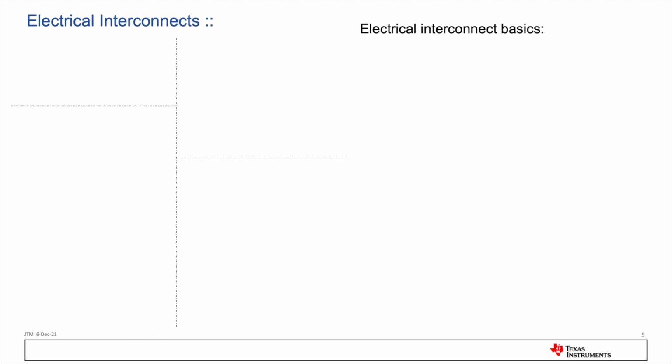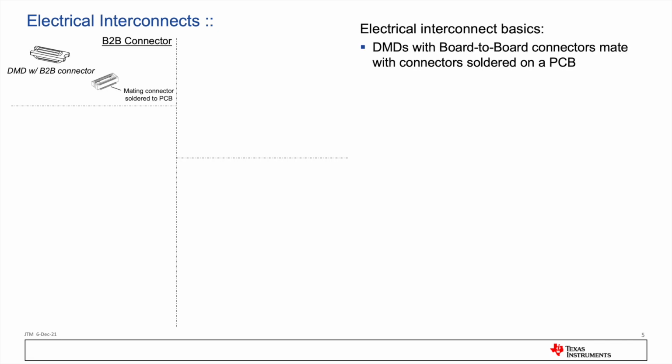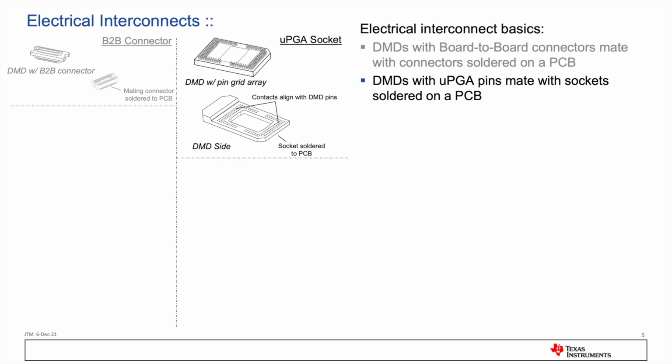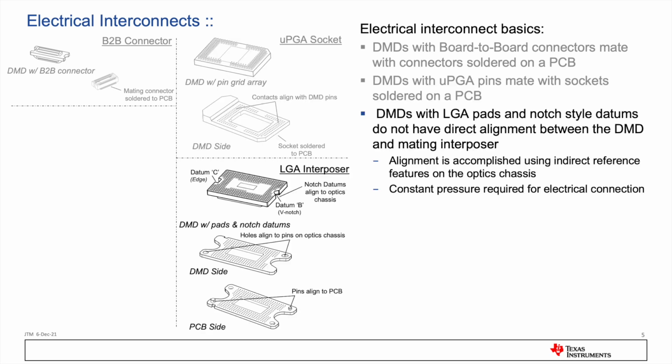Electrical interconnect basics. DMDs with board-to-board connectors mate with connectors that are soldered on a PCB. These connectors have both self-alignment and retention features. DMDs with micro pin grid arrays mate to sockets that are soldered on a PCB. The pins in the DMD self-align to the contacts in the socket.